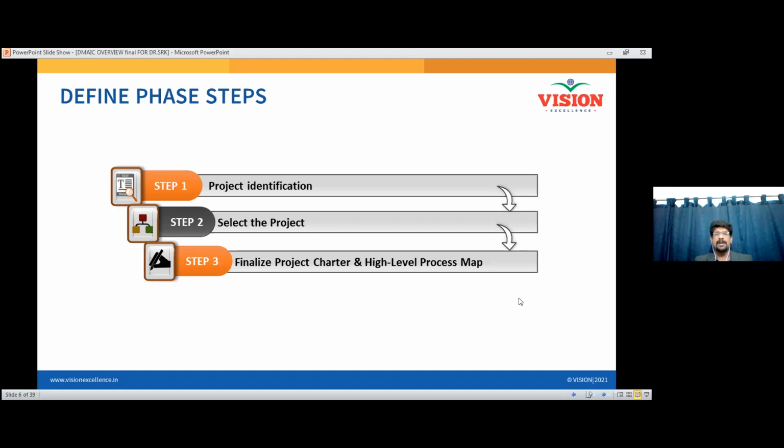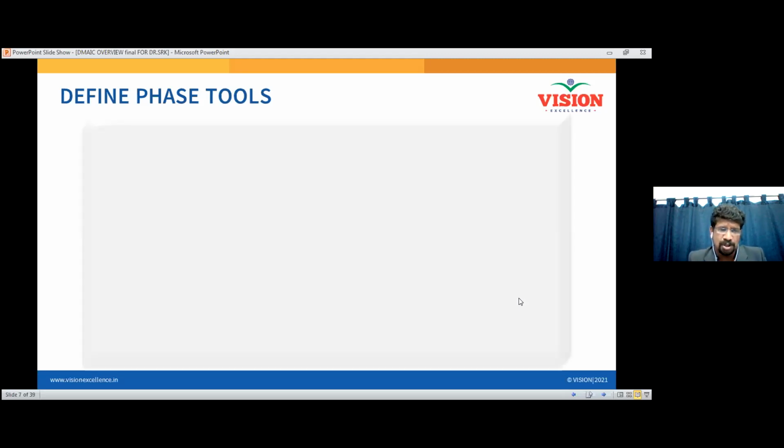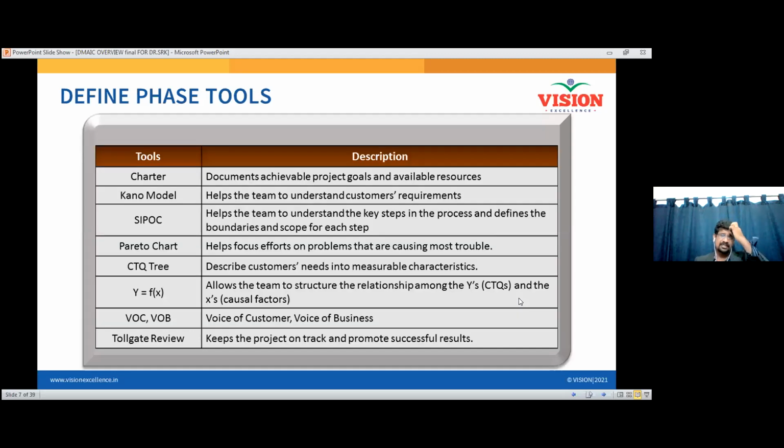You must remember, in the define phase we are going to focus on these 3 steps alone. You have to identify the project, select the project, then develop a project charter and finalize it, followed by a high level process map. For the define phase, as I told you earlier, we will be using some tools and techniques. Without the tools, you won't be able to execute those steps easily. So the project charter is one of the important tools.